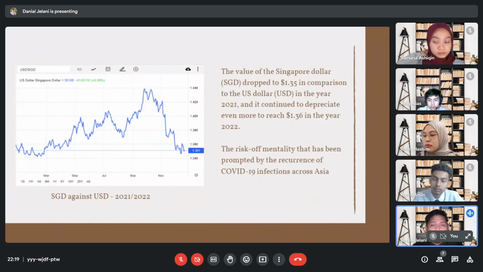This is because of the risk aversion that has been prompted by the recurrence of COVID-19 infections across Asia, especially in the significant economies of Indonesia, Malaysia, and Thailand. On July 8, the Singapore dollar fell below the crucial support level of 1.35 US dollar and has continued to decline since then. The last time Singapore broke beyond this threshold was in July of 2018 during the early stage of the trade war between the United States and China.